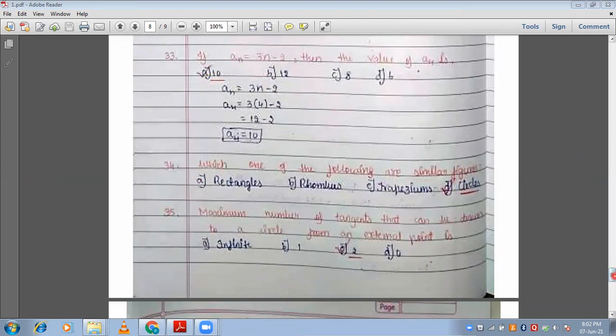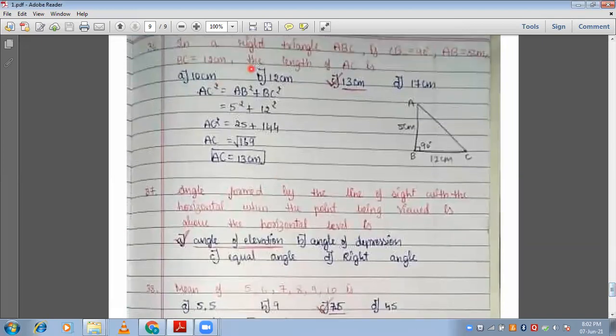Next question. In a right angle triangle ABC, if angle B is equal to 90 degree, AB is equal to 5 centimeter, BC is equal to 12 centimeter, then length of AC is dash. So apply Pythagoras theorem. AC square is equal to AB square plus BC square. Substitute the values. You will get AC is equal to 13 centimeter.